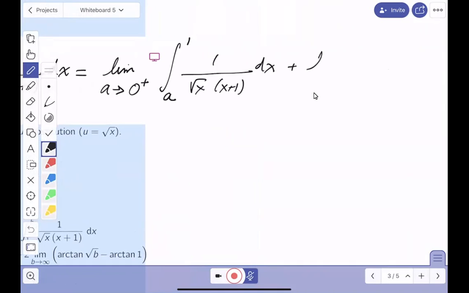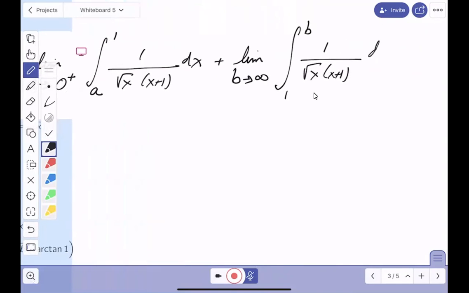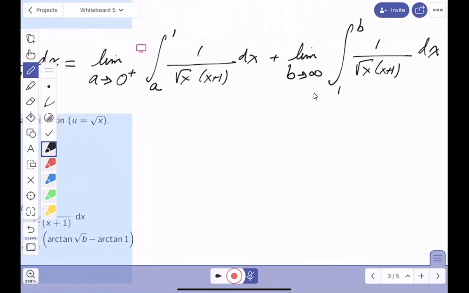Plus the limit as b goes towards infinity. I'm going to start at 1 and go to b, and this will be 1 over root x, x plus 1 dx.